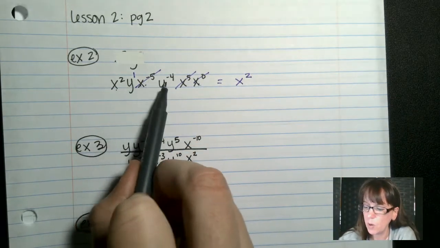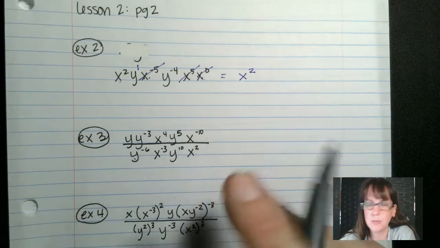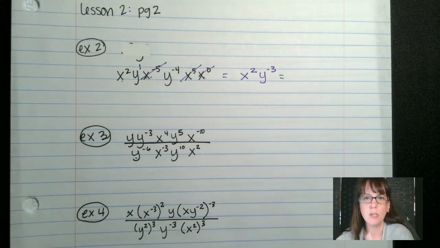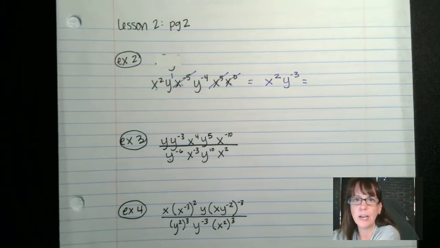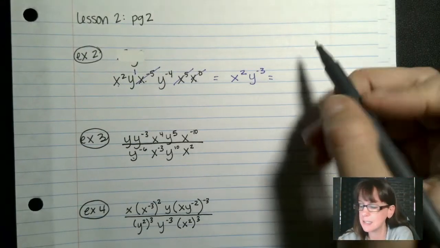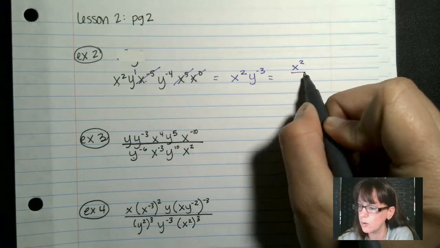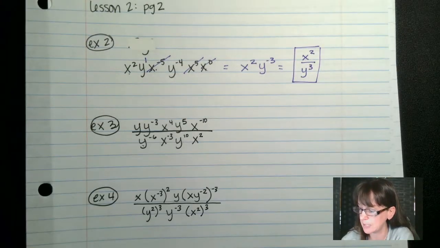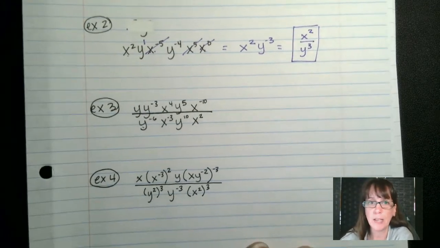Then we have y^1, y^-4. Add those together, we get y^-3. Now, in my opinion, you should not have a negative in your exponent unless the instructions say to do otherwise. So I would fix this to say x squared over y to the 3rd power, and that is the answer I would give.